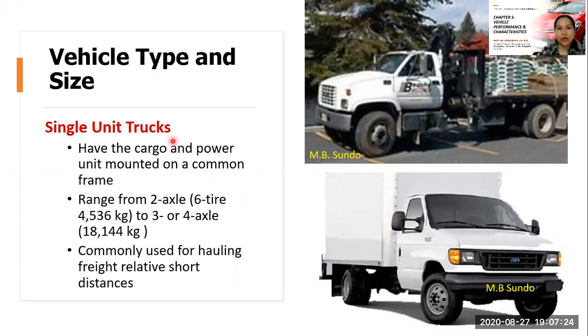The next type is the single unit trucks. These have cargo and power unit. This is the power unit, and this is an example of the cargo, and it's usually mounted on a frame. And this type of vehicle can range from 2-axle, 3-axle, or 4 axles with the given weights here. And these are commonly used for hauling freight related to short distances only.